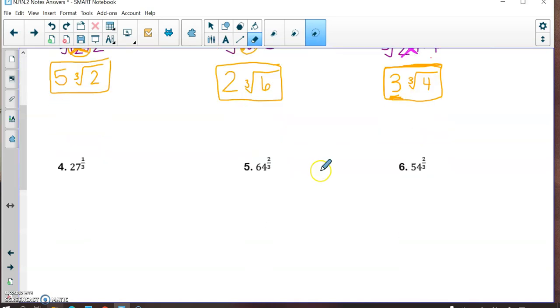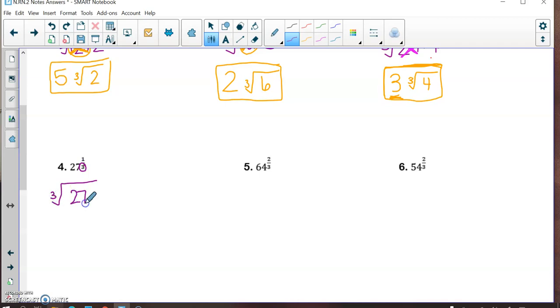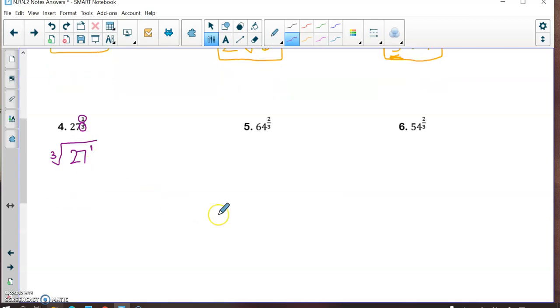All right, number 4, 27 to the 1/3 power. We can rewrite this as a radical, with my index being the denominator of our fraction, so that's 3, so cubed root, and then 27 is my radicand, and then the 1 is the exponent attached to my radicand. So we really have the cubed root of 27.